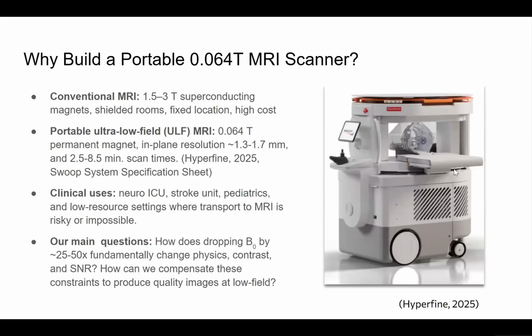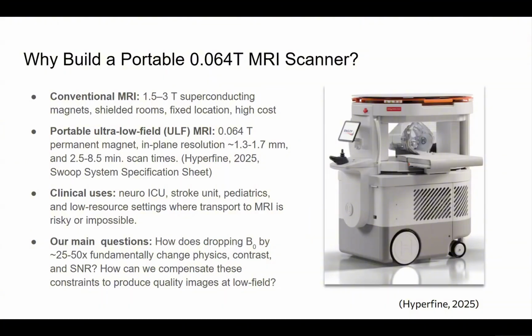To start, for this project, we're not only talking about theoretical low field MRI, we're specifically interested in modern portable systems like the Hyperfine Swoop depicted here. These operate at about 0.064 Tesla, or 64 millitesla. They use permanent magnets and are designed primarily for bedside brain imaging in ICUs, emergency departments, and other environments where moving a patient to a fixed scanner is dangerous or logistically impossible.